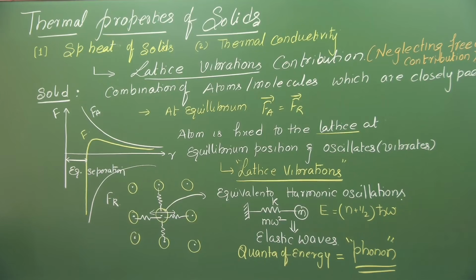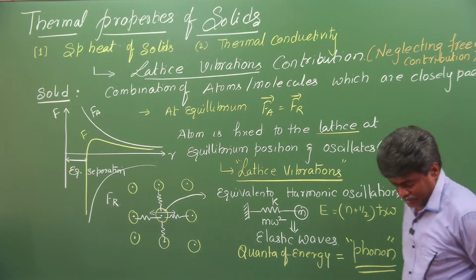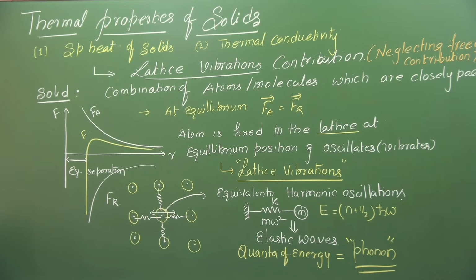If it is one dimension, it is a combination of 1D oscillator. If it is two dimension, it is a combination of two 1D oscillators. If it is three dimension, a combination of three 1D oscillators. That's why in the Einstein model, you will multiply with 3. Why do you multiply with 3? Three dimensions, three oscillators. In three dimensions, each atom is equivalent to three oscillators.